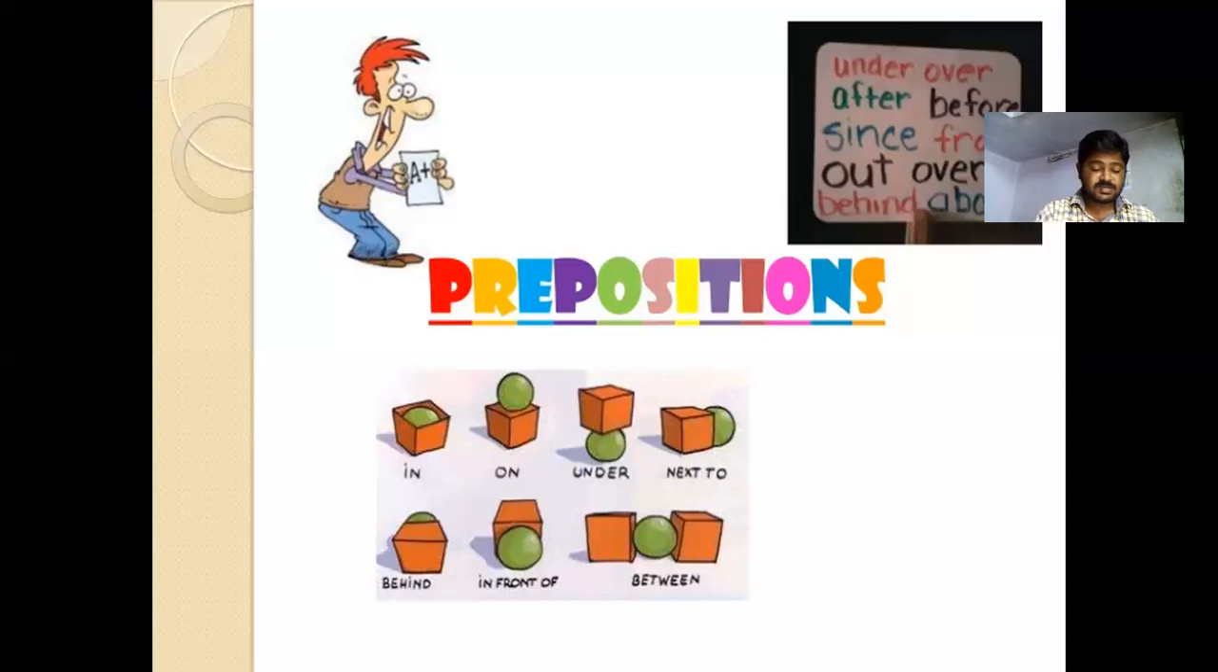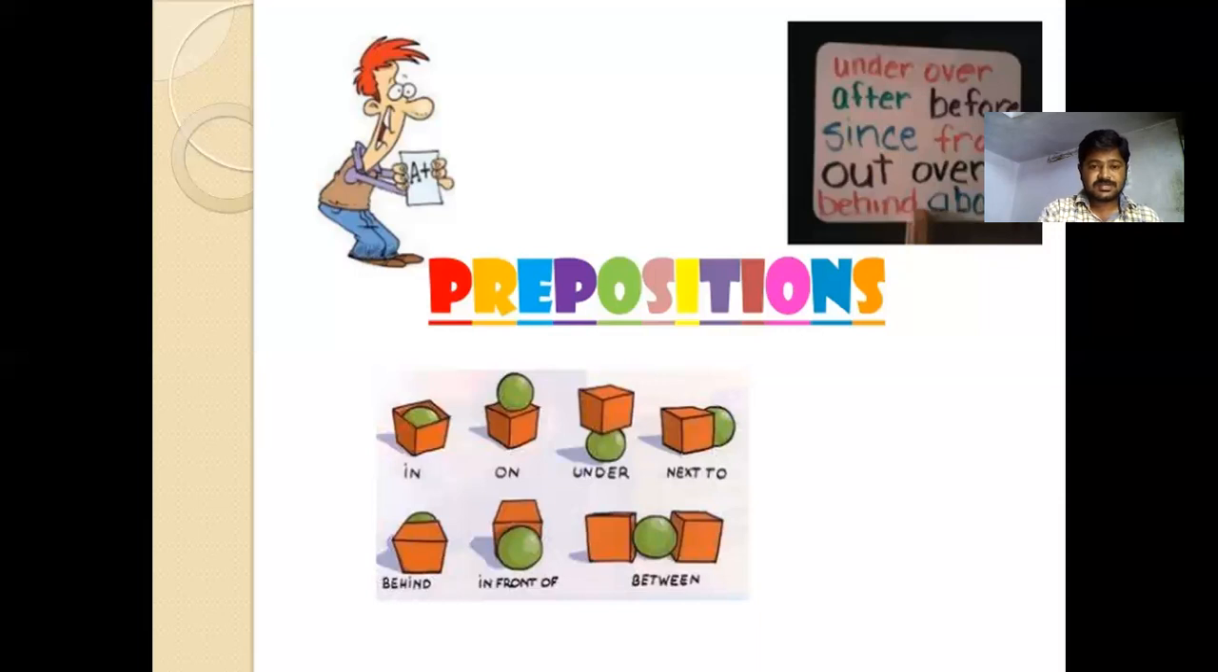Conjunction is a word used for joining one word to another word, or one sentence to another sentence. Interjection is a word used for expressing sudden feelings and sudden emotions.